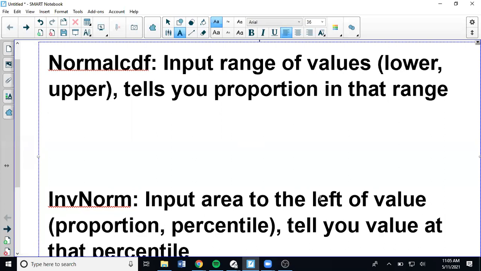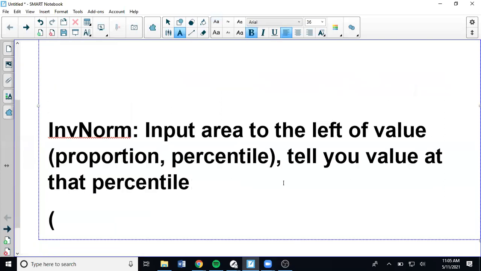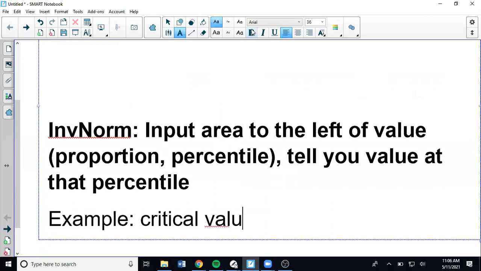An example of things that inverse norm will answer: the critical value in confidence intervals is what inverse norm can help with, because that means we have the middle percent of data, and then we add a percent on the tail. But we are putting in a percent and getting out a z-score or t-score.